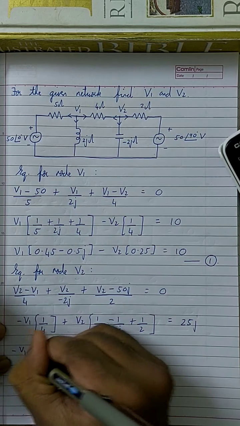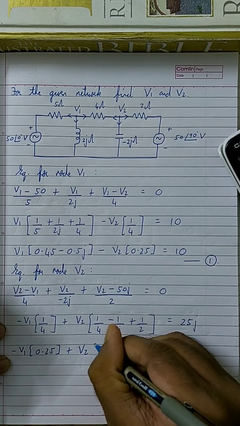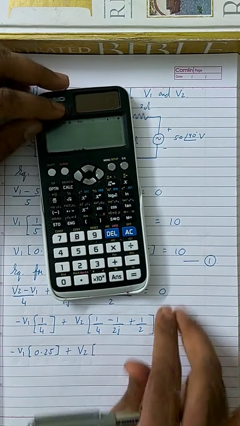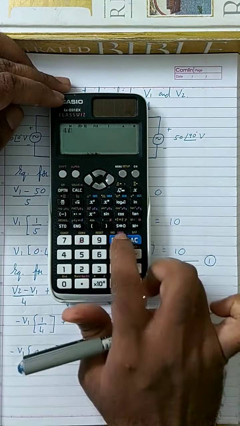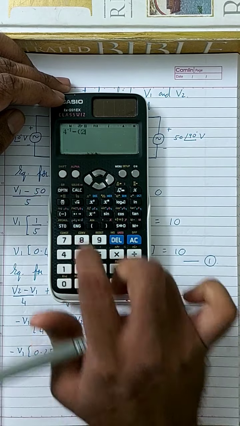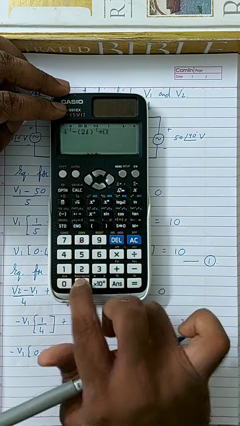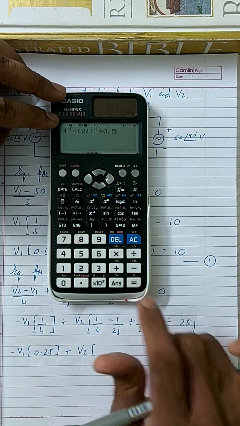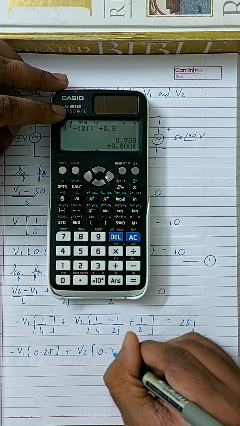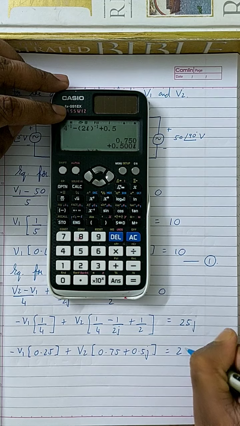So this is nothing but minus V1 into 1 by 4, which is 0.25, plus V2 into, let me find this value using the calculator. What is this? This is 1 by 4, so I write 4 inverse, minus 1 by 2j, minus 2j inverse plus 1 by 2. Just put plus 0.5. So this is nothing but 0.75 plus 0.5j. This is the value of V2 is equal to 25j.